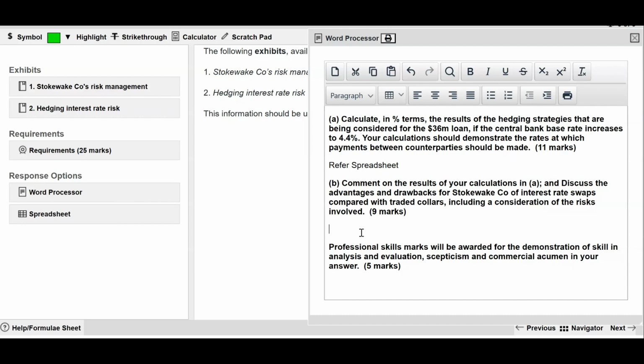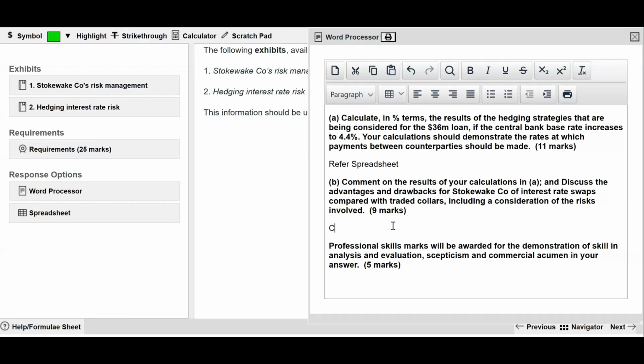Now all the other things are in requirement B, with the commenting, the advantage, disadvantage, all those are in requirement B. Now, what's there in requirement B? Comment on the results of your calculation A and discuss the advantages and the drawbacks for Stokeware, company of interest rate swaps compared with traded collars, including a consideration for the risk involved. It's for 9 marks.